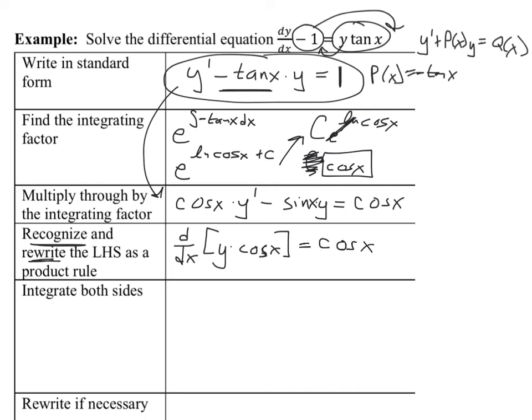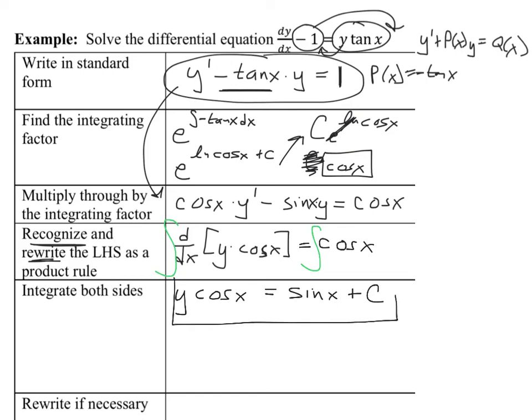Okay? Now that I've gotten through that step, my next step is to integrate both sides of this equation. On the left-hand side, the integral and the derivative cancel one another out. I'm left with y cosine x. On the right-hand side, I get the integral of cosine x, which is going to be sine x plus c. And then, as we'd mentioned before, this is an acceptable answer. We can be done with it right there.